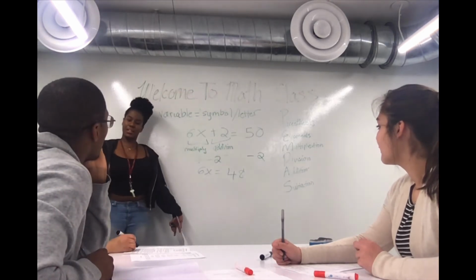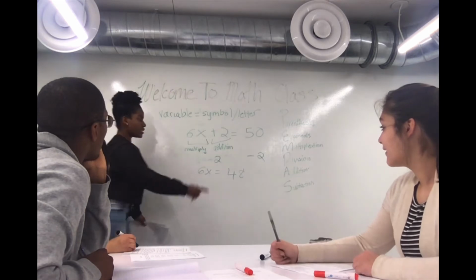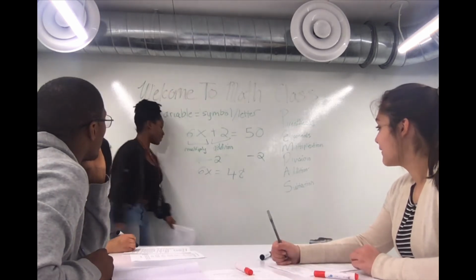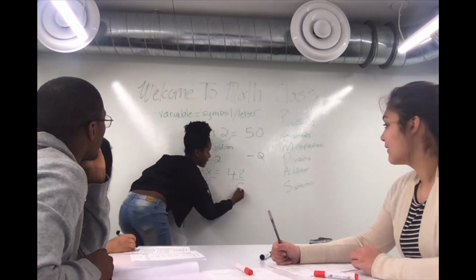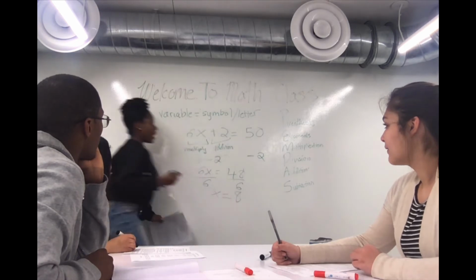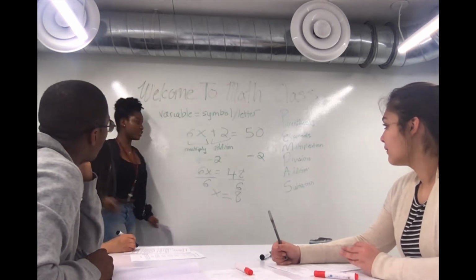What's our last step to find out what x is? The multiplication. What's the opposite of multiplication? Division. So you're going to divide both sides by 6. So x equals 8. Perfect, you guys. Now we just solved a two-step equation. It's a two-step because there are two operations.